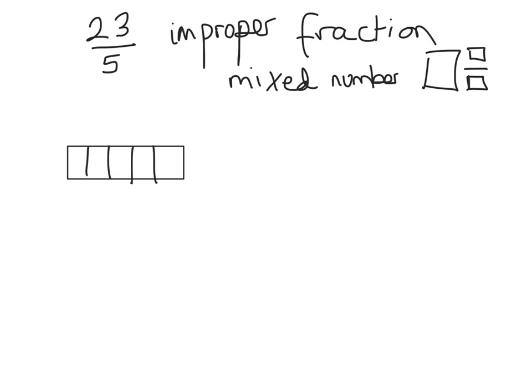Well, that is obviously a bit of a problem because I can easily shade 5 of them, but that's not 23. So what I'm going to need to do is have another bar, and we already knew that was true because improper fractions are ones that are bigger than a whole. They are bigger than one whole bar. So I'm going to need to have another whole bar. So let's draw another bar.